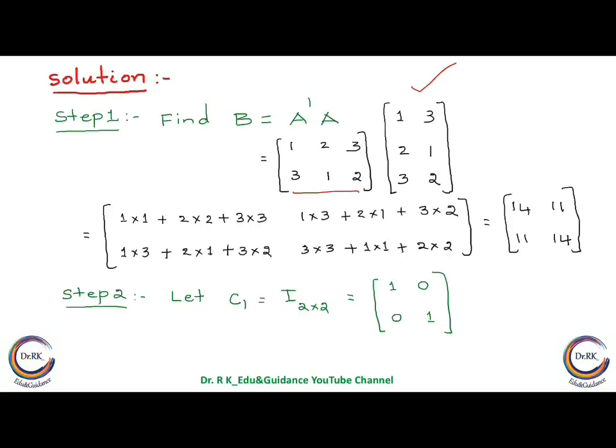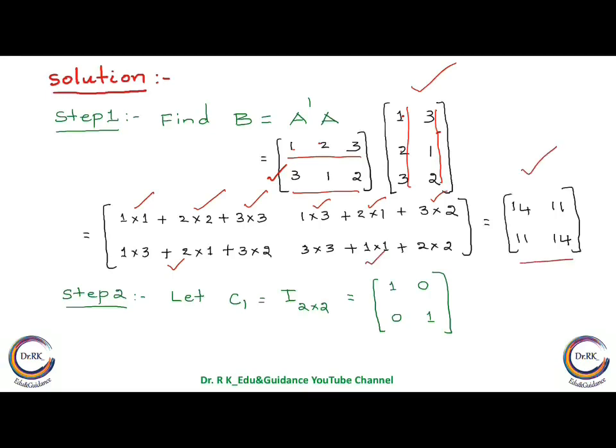I hope all of us are familiar with multiplication. First row with first column: 1 into 1 plus 2 into 2 plus 3 into 3. Next, the same 1, 2, 3 with the second column: 1 into 3, 2 into 1, 3 into 2. Next, the second row, 3, 1, 2 with 1, 2, 3, and 3, 1, 2 with 3, 1, 2, we get this. So this is the B matrix.